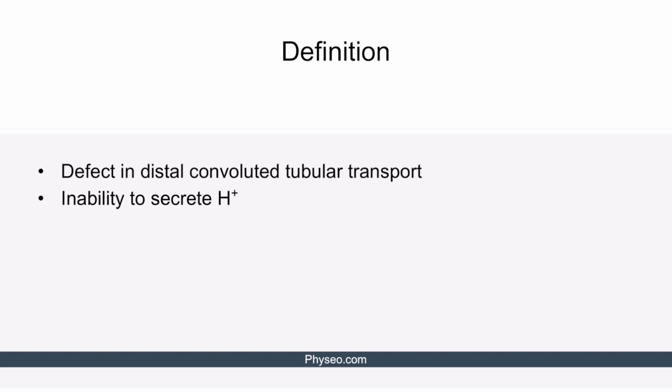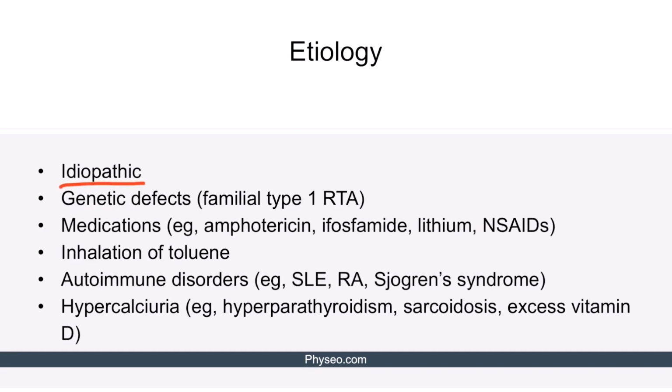Type 1 RTA is also known as distal renal tubular acidosis and is defined as a defect in the distal convoluted tubular transport system, resulting in an inability to secrete hydrogen ions into the tubules. Most cases are idiopathic or could be due to genetic defects, as in familial type 1 RTA.